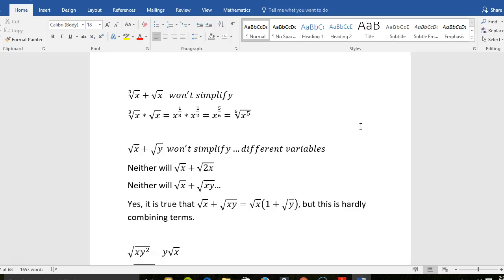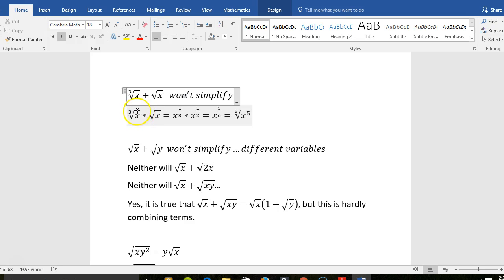Okay, hello. Let's look at some more examples. The cube root of x plus the square root of x won't simplify. There's nothing you can do. They're not the same type of root. The trouble is you've got a cube root here and a square root here. However, if you multiply these, you have to use the laws of exponents.